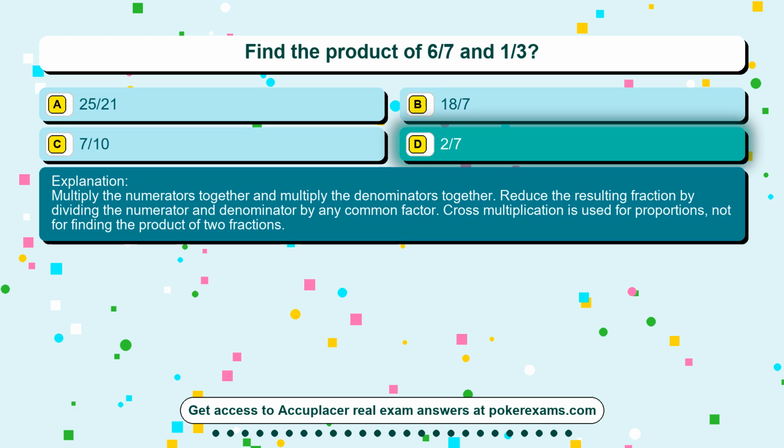Multiply the numerators together and multiply the denominators together. Reduce the resulting fraction by dividing the numerator and denominator by any common factor. Cross multiplication is used for proportions, not for finding the product of two fractions.